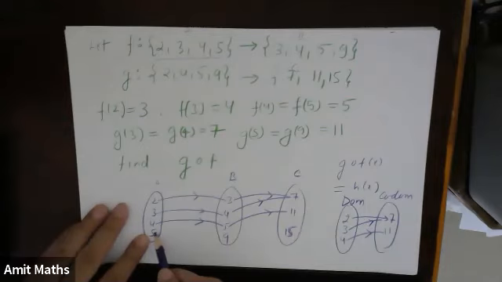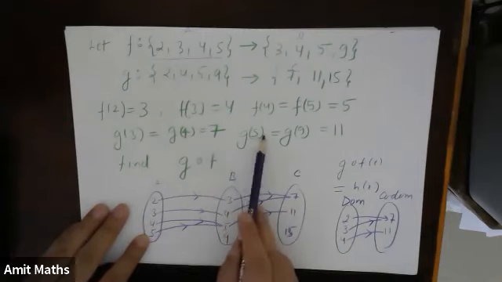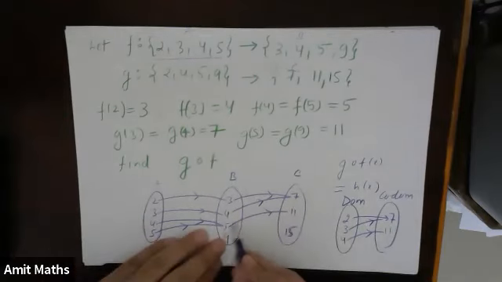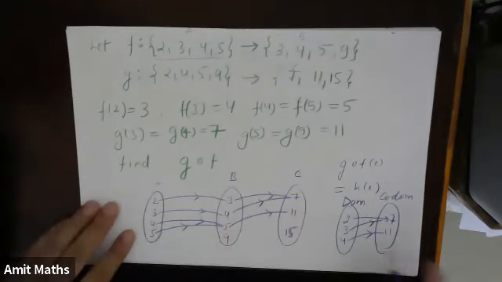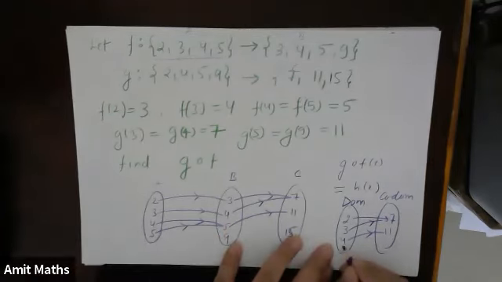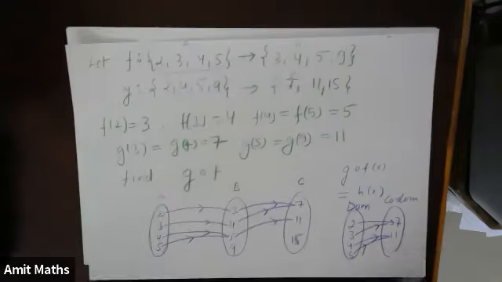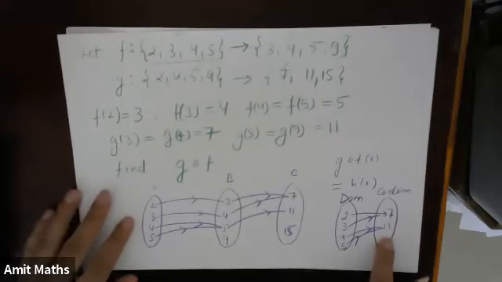Next is f of 5 is equal to 5. And g of 5 is 11. Okay. Now see, there is a 5 and this 5 is also giving me output as 11.